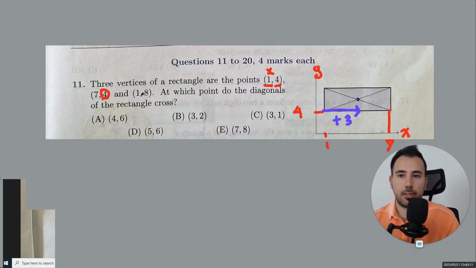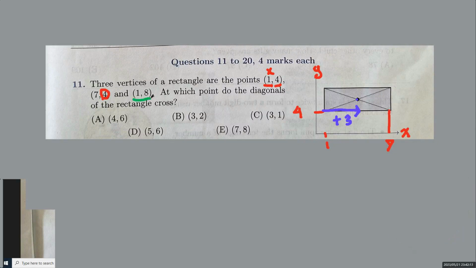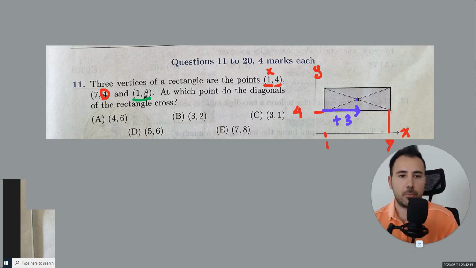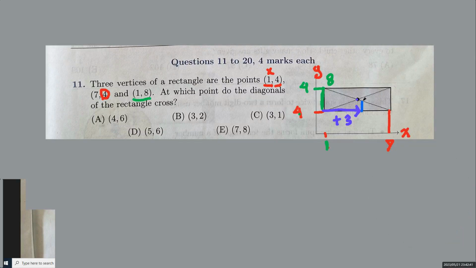So let's continue. 1 and 8. Okay. The x is 1, but the y will increase to 8. So we were at 4 here. We are at 8 here. How much did we go up? How far? We went up 4. So this side is actually 4. So to get to the middle point, we need to go up half of that, which would be 2 here.